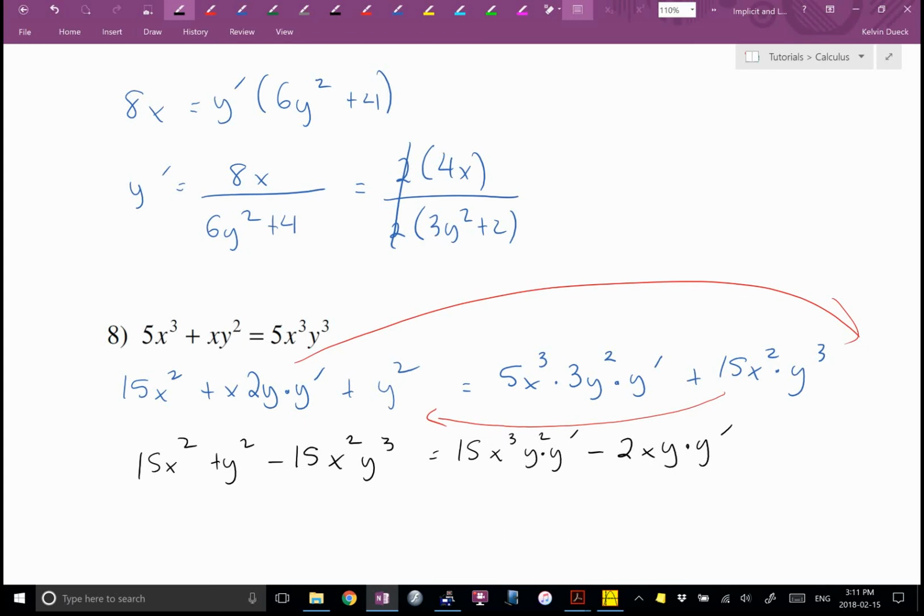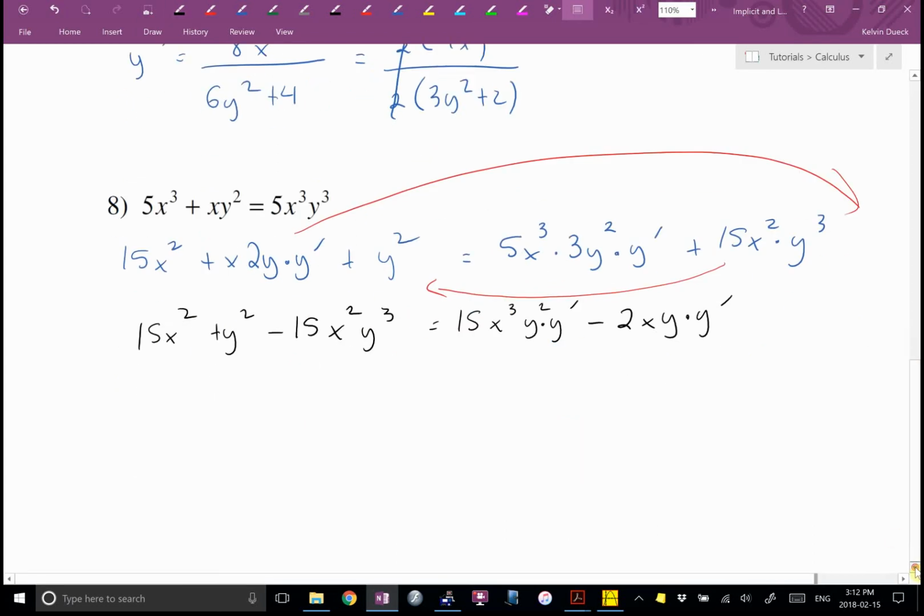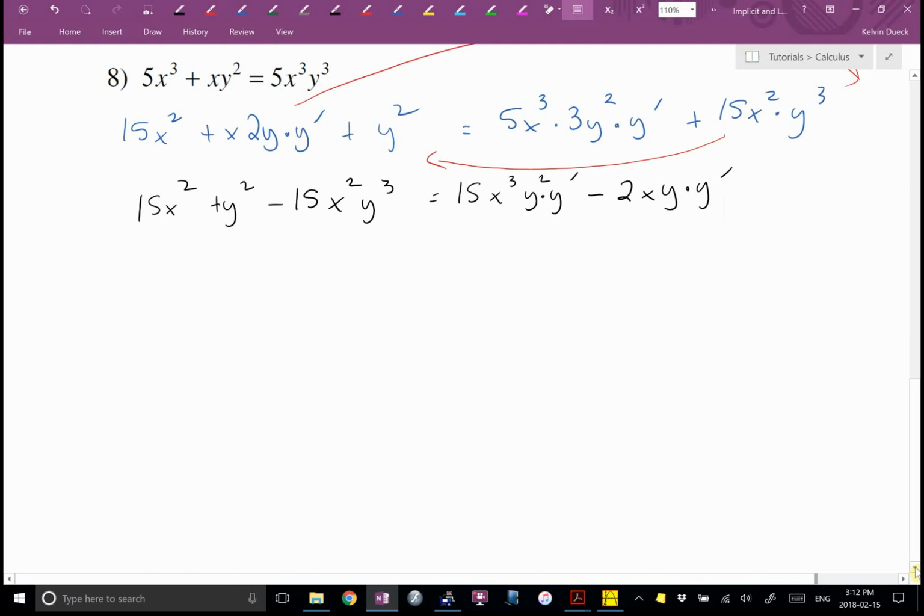Now, you may be good enough to go to the final answer now. If you're in my physics class, you've done so many of these, you might be able to, in your head, factor out the y prime, recognize what the bracket is, and just move it over. Linnea's looking a little impatient, so we'll try that just for giggles. So we'll say, okay, the final answer, the 15 x squared plus y squared, and the minus 15 x squared y cubed drops down like a domino.